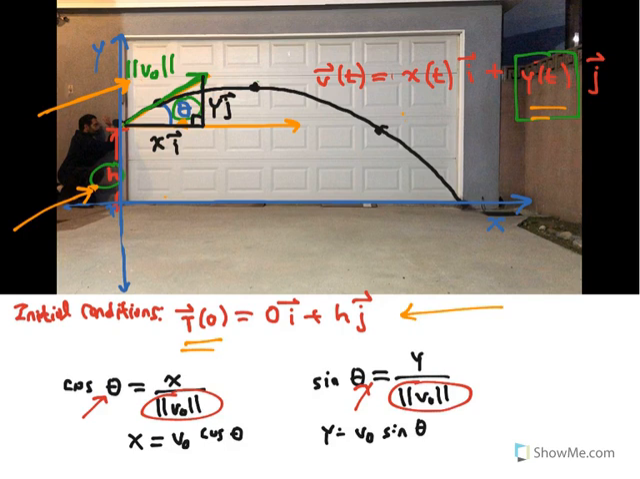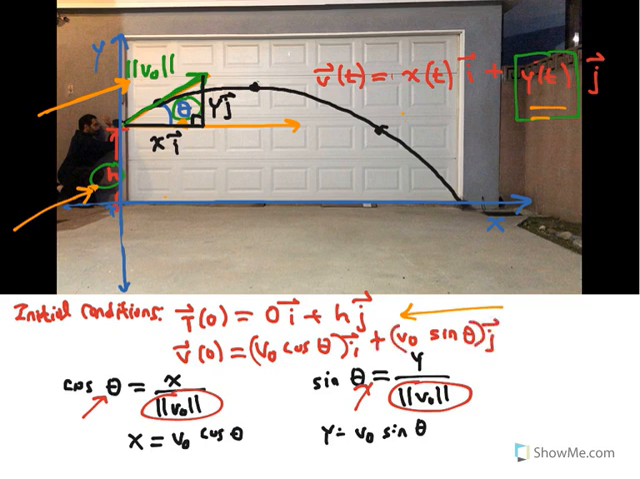So what that allows me to do is write another initial condition. I can write v naught, the initial velocity, in terms of the launch angle theta and the initial speed, as x times i plus y times j, where x is the initial speed times cosine of the launch angle, and y is the initial speed times sine of the launch angle. So I have my two initial conditions, and they are related to the initial height h, the launch angle with respect to the horizontal theta, and the initial speed v naught, which is of course the magnitude of the initial velocity.